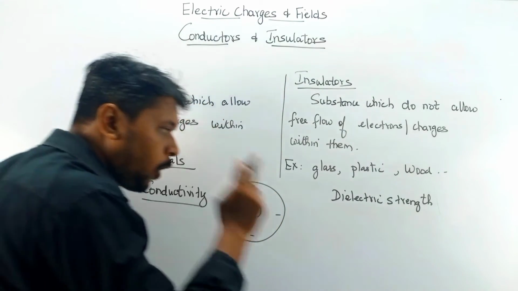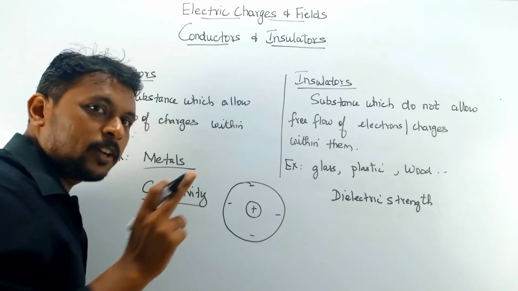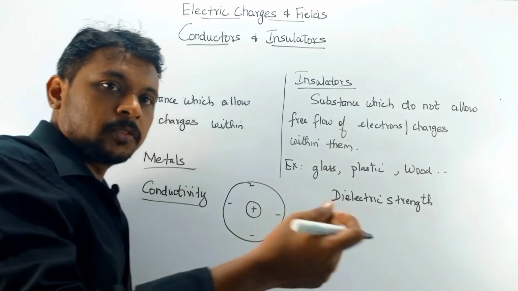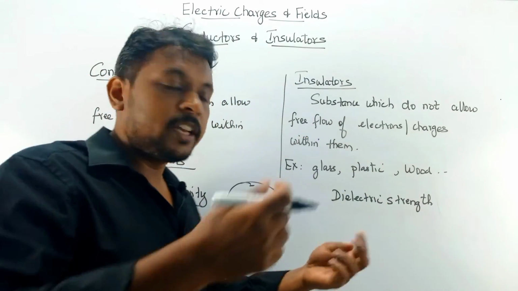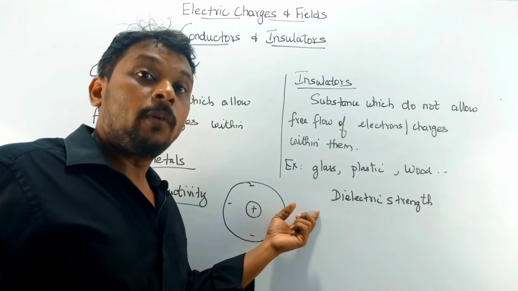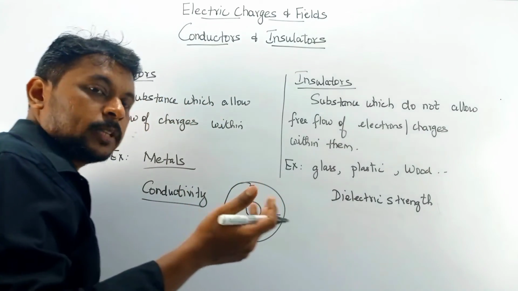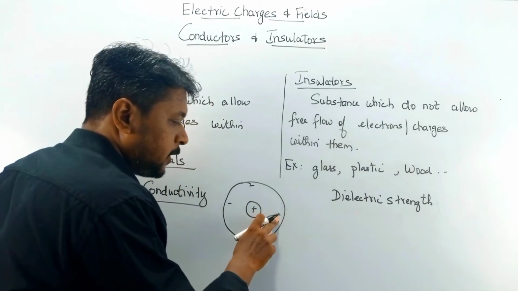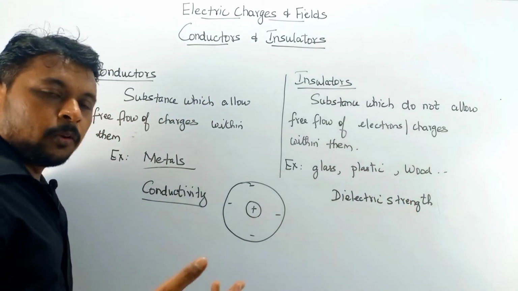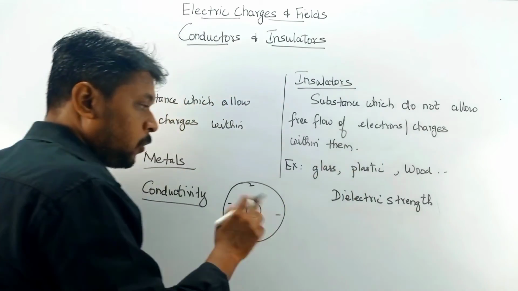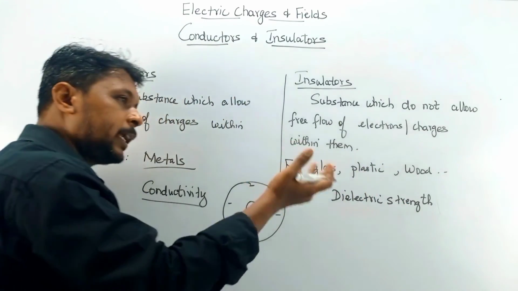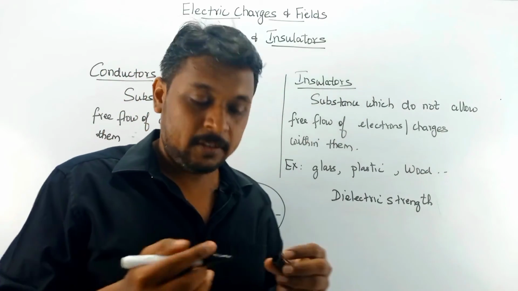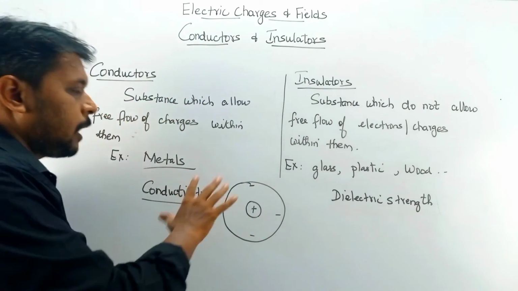If you want an insulator to be converted into a conductor, you have to overcome the dielectric strength of the material. More energy is needed to overcome this strength, and that we call a breakdown. Dielectric breakdown means breaking the force and taking the electrons outside. You need a large amount of force, more than the dielectric strength of the material, to make it a conductor. That is very difficult. So this is about conductors and insulators.